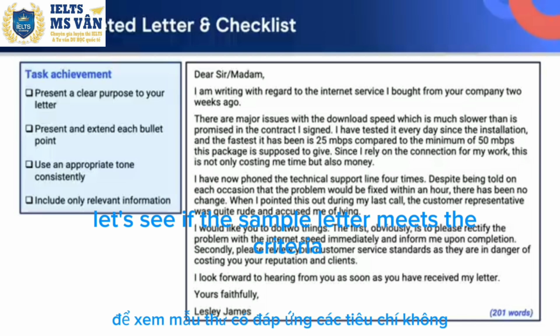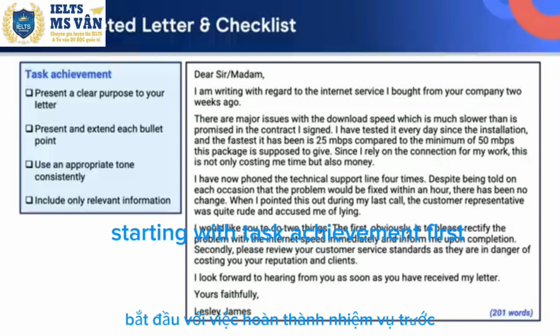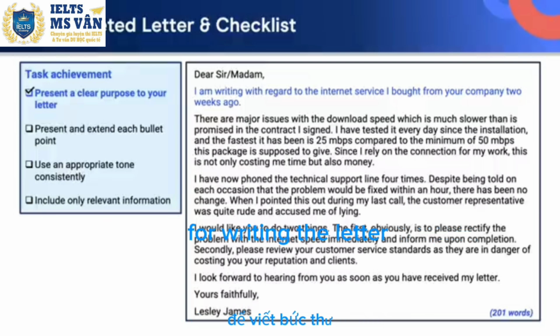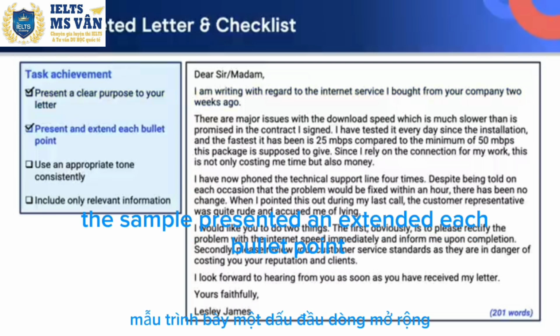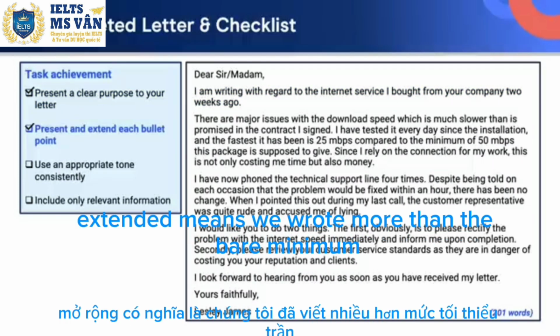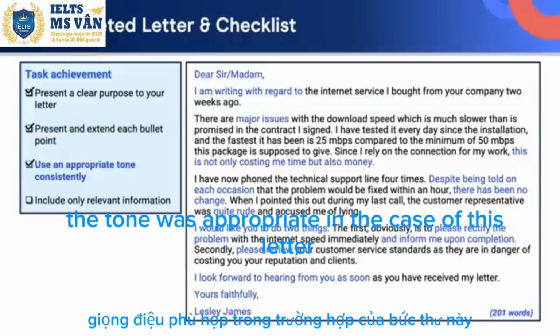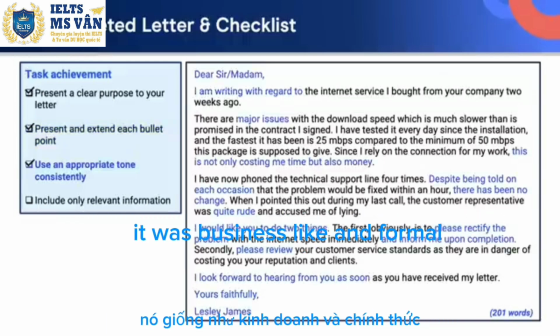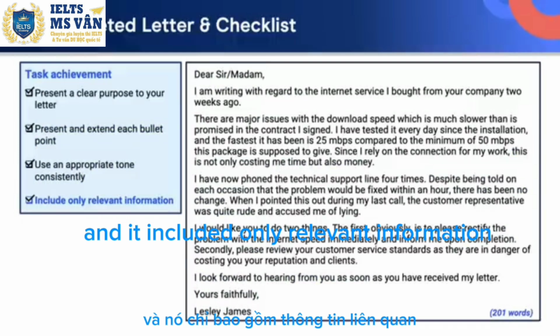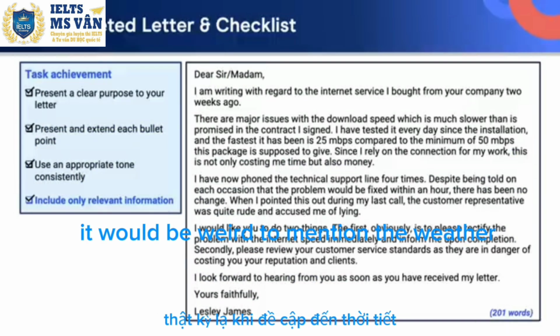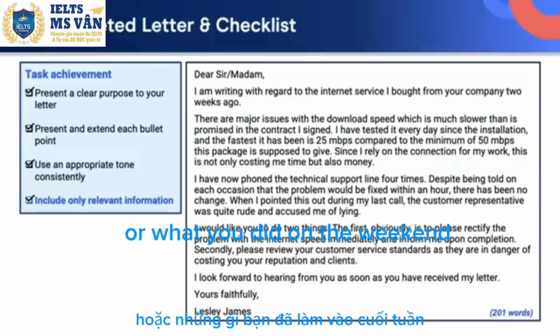Let's see if the sample letter meets the criteria, starting with task achievement. First, the sample presented a clear purpose for writing the letter. The sample presented and extended each bullet point. Extended means we wrote more than the bare minimum. We imagined a situation and used a range of language to describe it. The tone was appropriate. In the case of this letter, it was businesslike and formal. And it included only relevant information. It is important to stay on topic. It would be weird to mention the weather or what you did on the weekend.